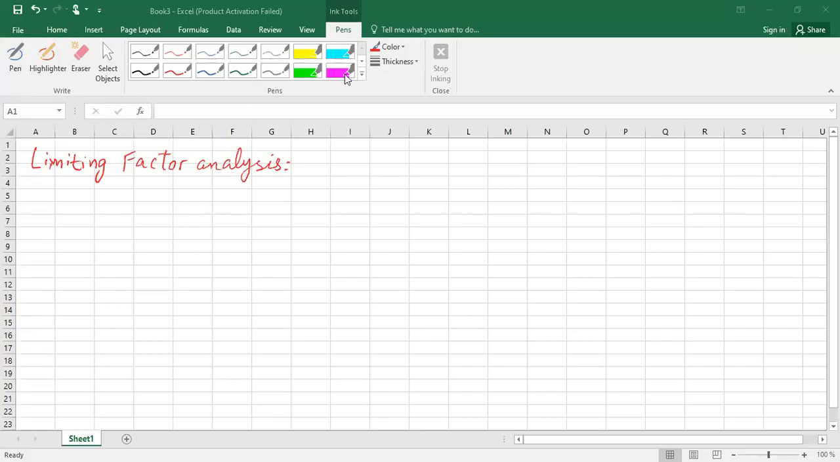Okay, we are going to start limiting factor analysis. Limiting factor means what? Limiting factor means shortage of resources. Due to shortage of resources, a company is unable to maximize its demand.